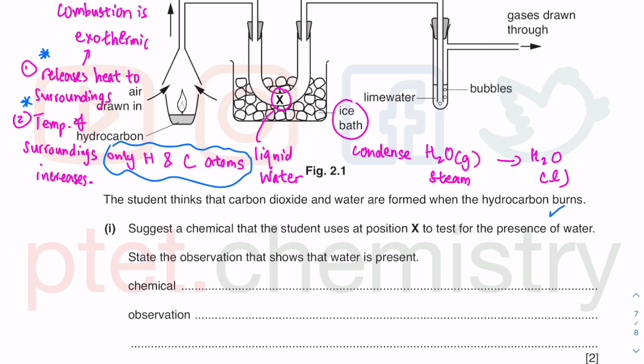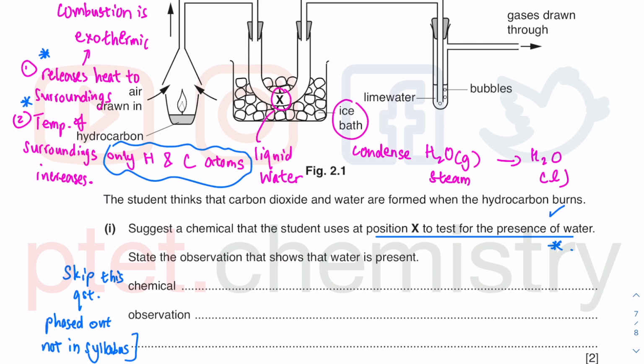Suggest a chemical the student can use at position X to test for the presence of water. State the observation that shows that water is present. I think you can skip this question because this part of the syllabus is already phased out, so it is no longer in the syllabus for combined science chemistry.